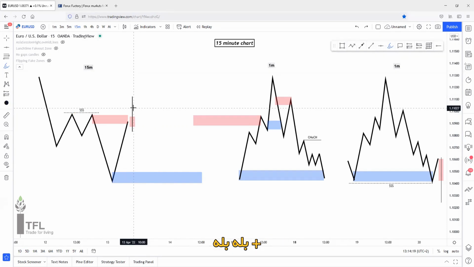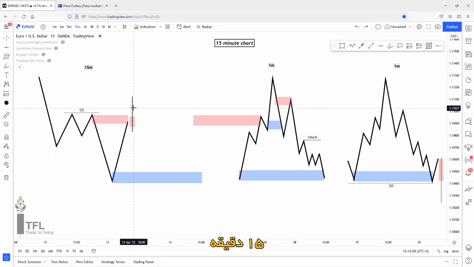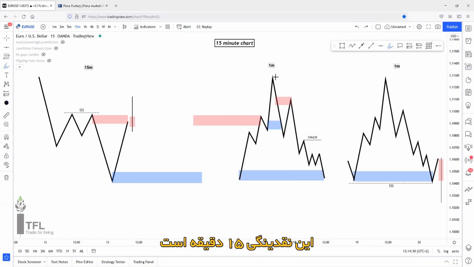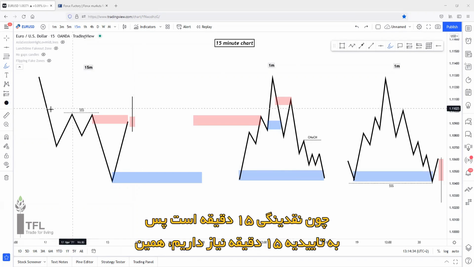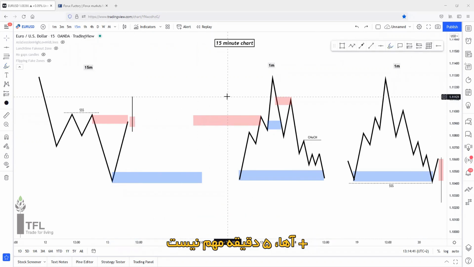Yes. If it's closed on 5 minutes, it's a breakout structure on 15 minutes. We don't care about the 5 minutes. This is a 15-minute liquidity, so we need a 15-minute candle confirmation. That's all, not 5 minutes. Exactly. Okay, let me continue.